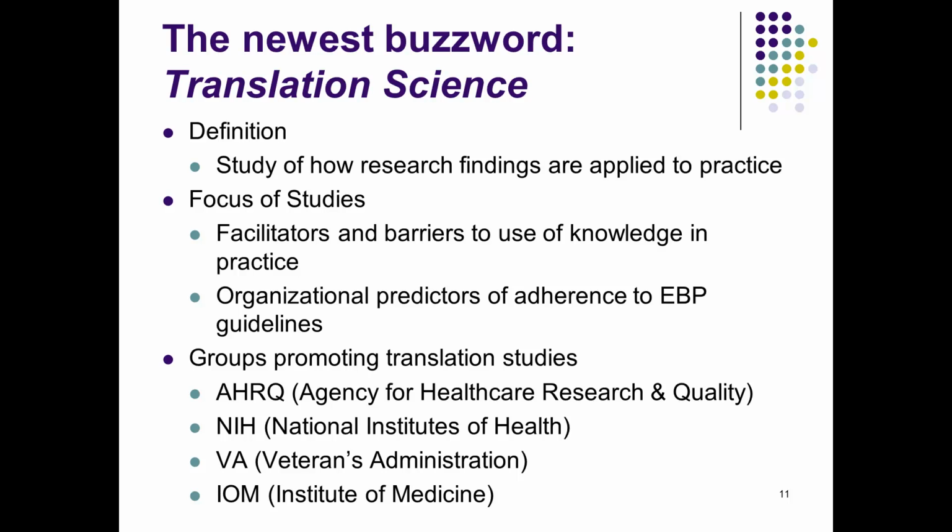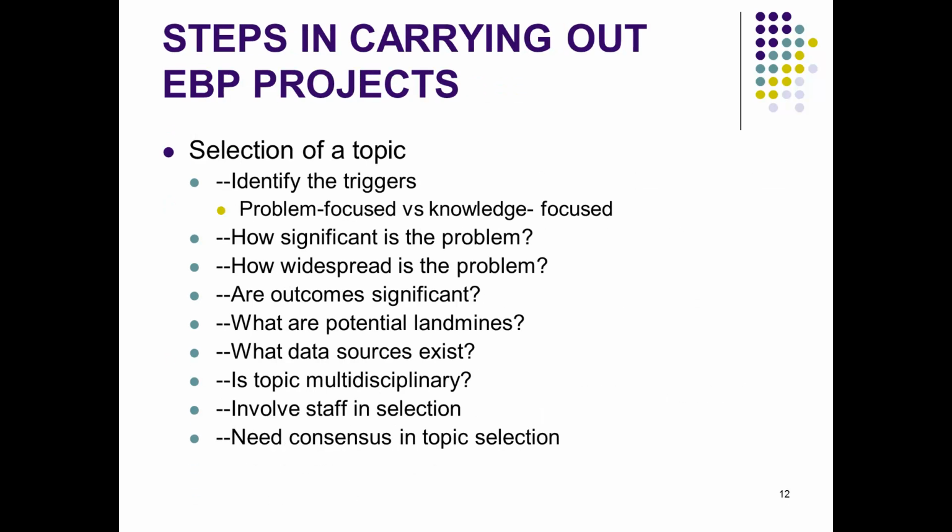And so there's research that looks at what are the barriers and what helps facilitate the knowledge transfer from research into the practice. And then what can we look at in terms of organizational predictors and maybe hopefully change to improve adherence to evidence-based practice guidelines. Groups that are now promoting translational studies include the Agency for Healthcare Research and Quality, the National Institute of Health, the Veterans Administration, and the Institute of Medicine. Which, even though you think medicine is not doctors, it actually covers nurses very closely too. And all these organizations have websites, and you can find lots of information on this work on their website, so I encourage you to take a look at that.